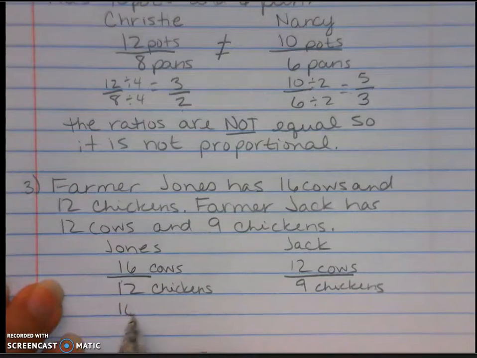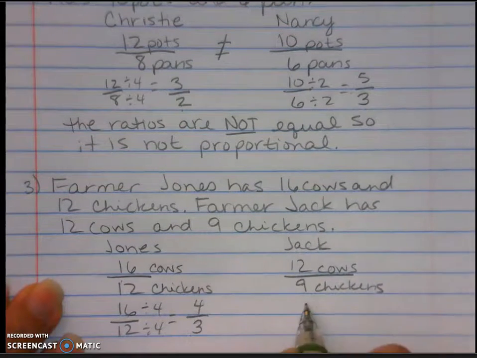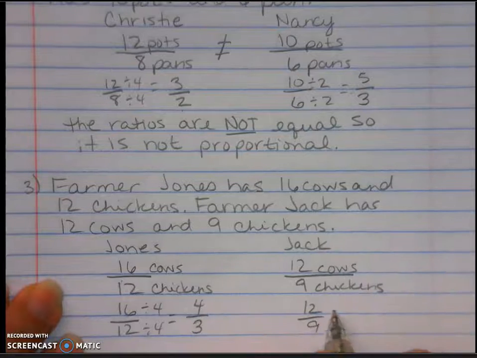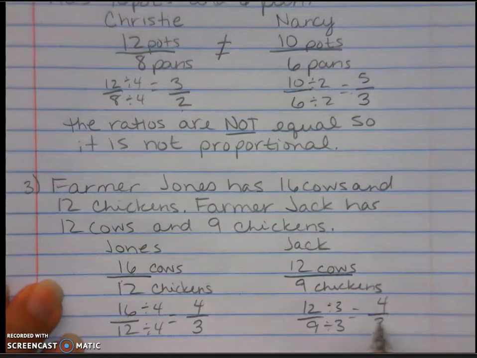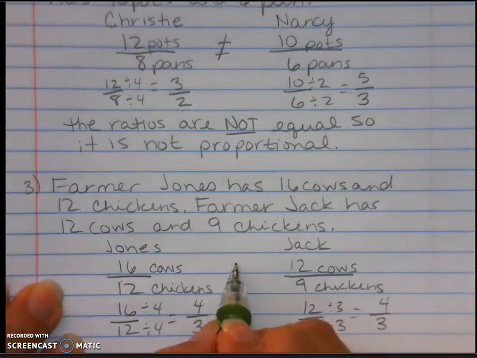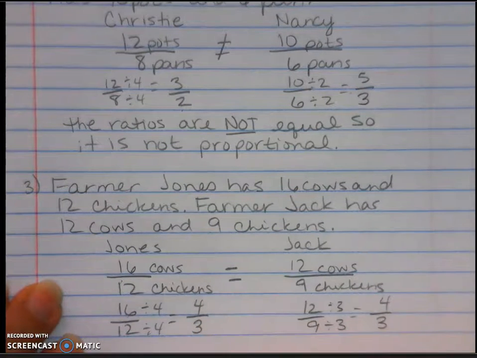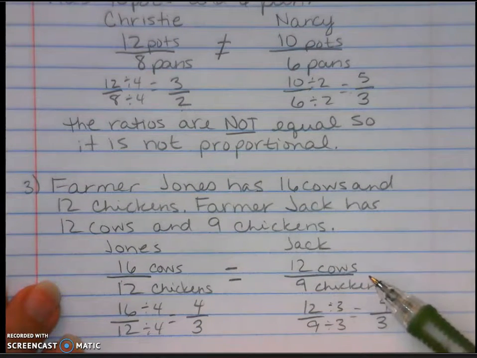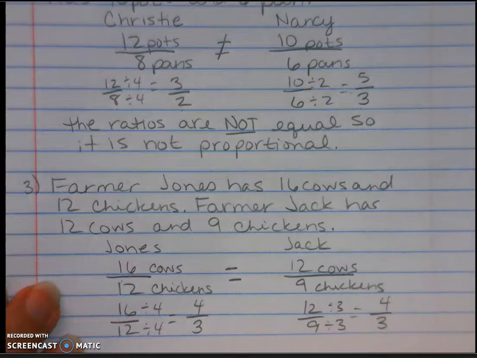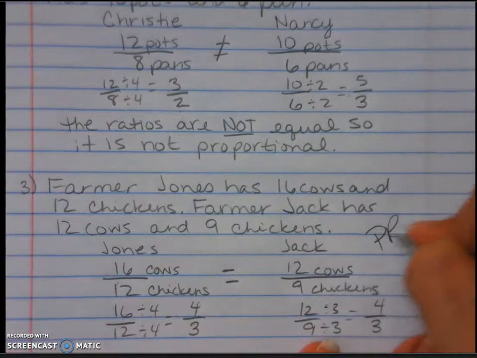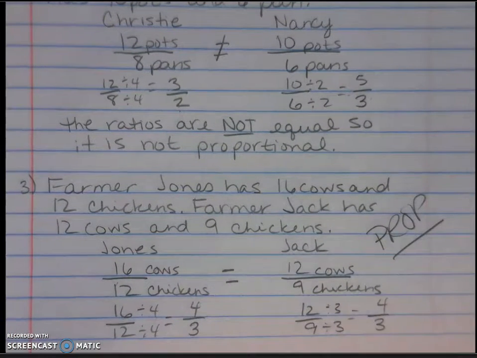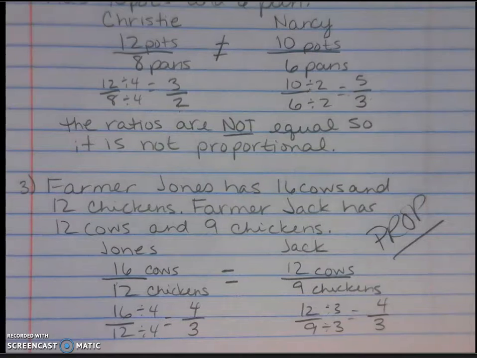So I know that 16 over 12 simplifies by 4 to get 4 over 3. And I know that 12 over 9 simplifies by 3 to get 4 over 3 also. So these are in fact equal, and we can write what we wrote on number 1. Yes, the ratios are equal, so it is proportional. I'm just going to write proportional over here. Okay? So that is how you decide if a situation is proportional.